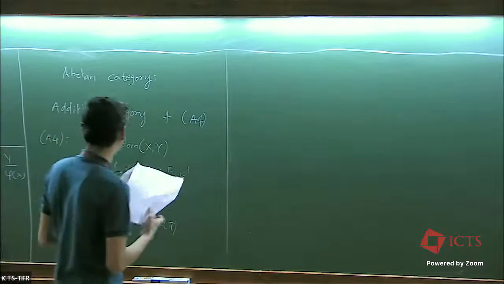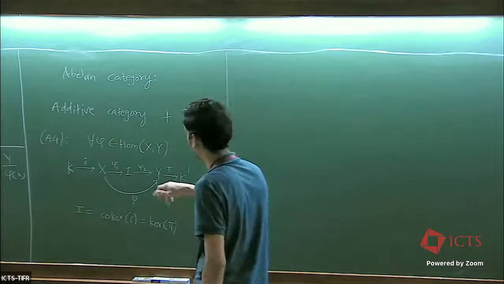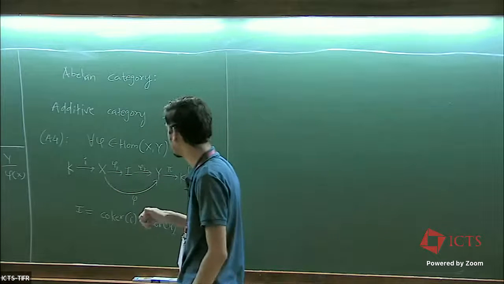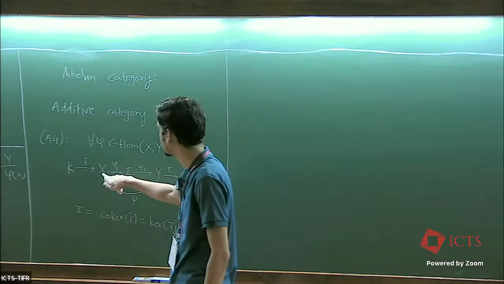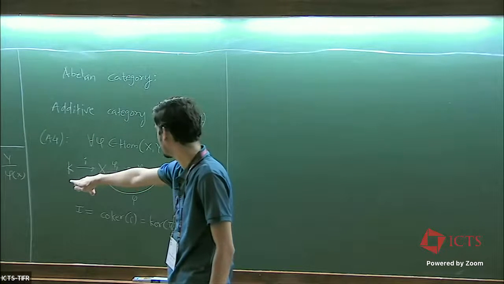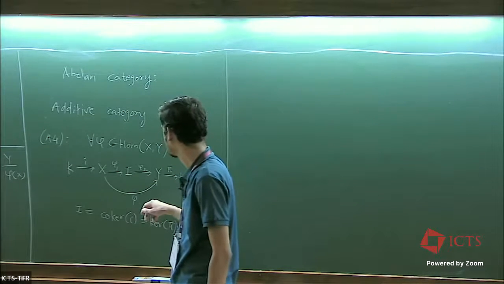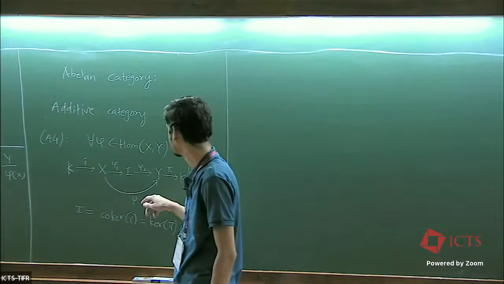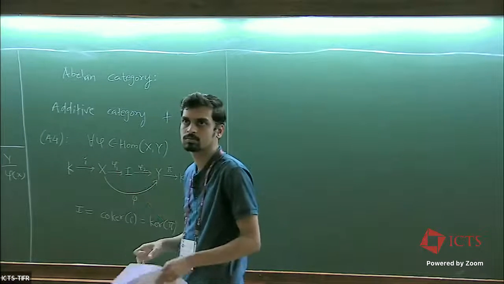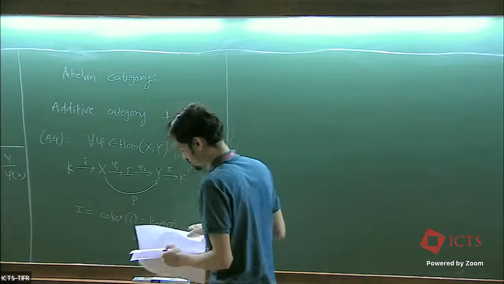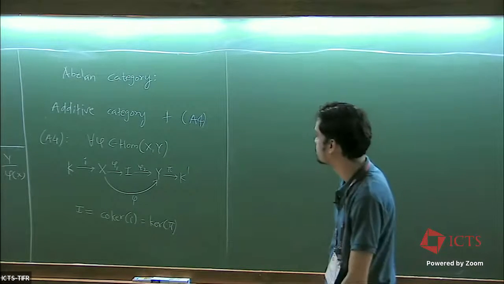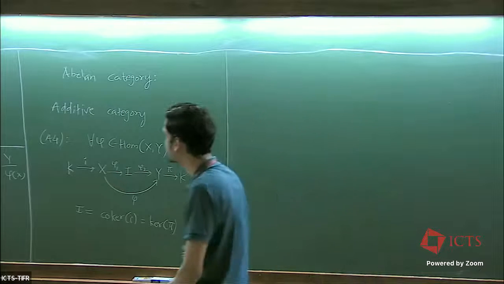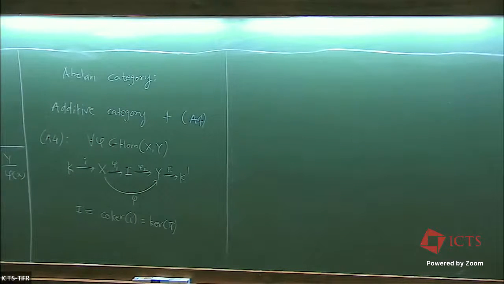That is, if we have a map from X to Y, then this I is X modulo the kernel, which is isomorphic to the image. Okay, so this is what an abelian category is. Just add it here.